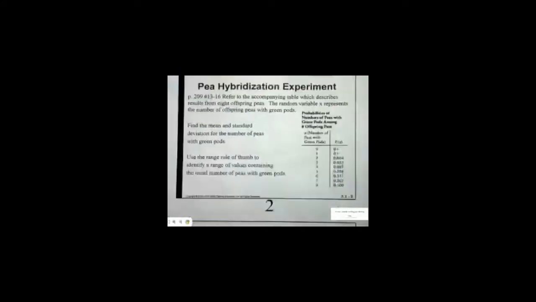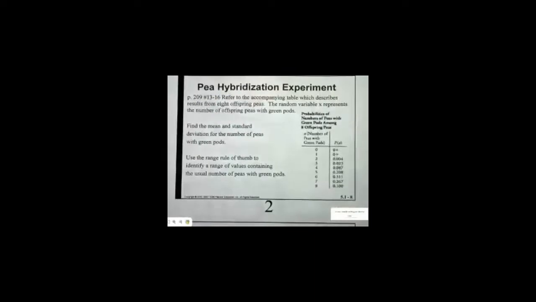So, we have a probability distribution for a pea hybridization experiment.